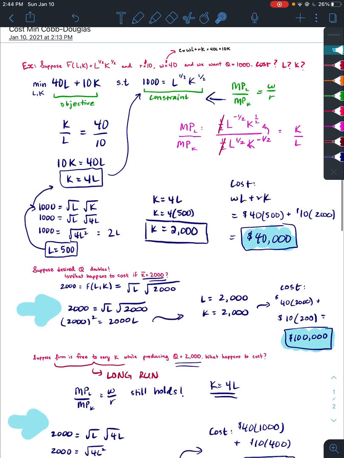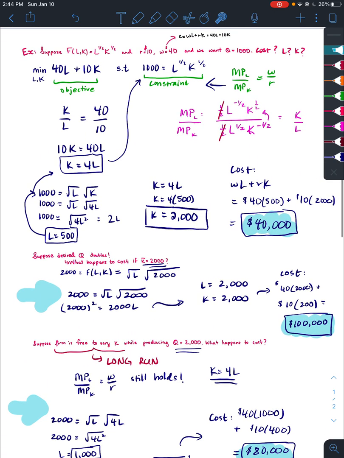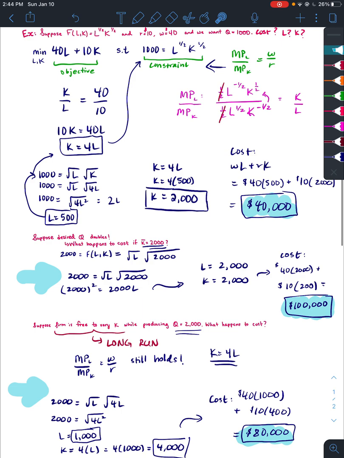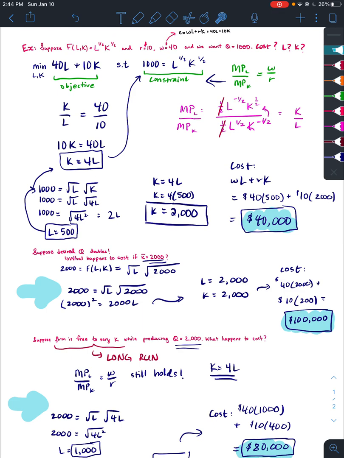So I really hope that this helps. A lot of this has to do with a lot of practice, right? A lot of plugging it back into the constraint, making sure that you have the values for your K and L and then cost, K and L and cost. It's very repetitive. If you just have a lot of intuition as to how this works, it should be helpful.